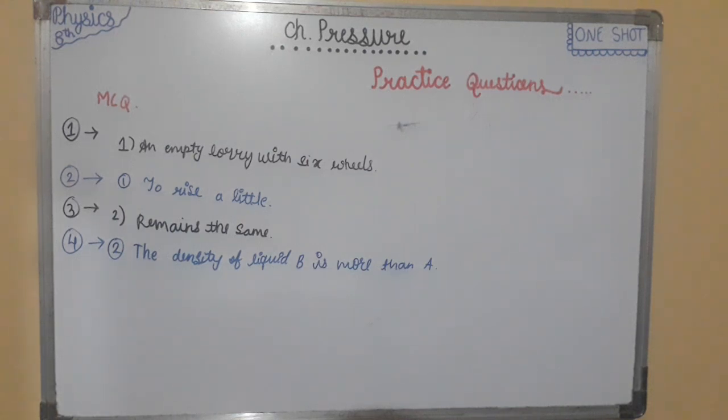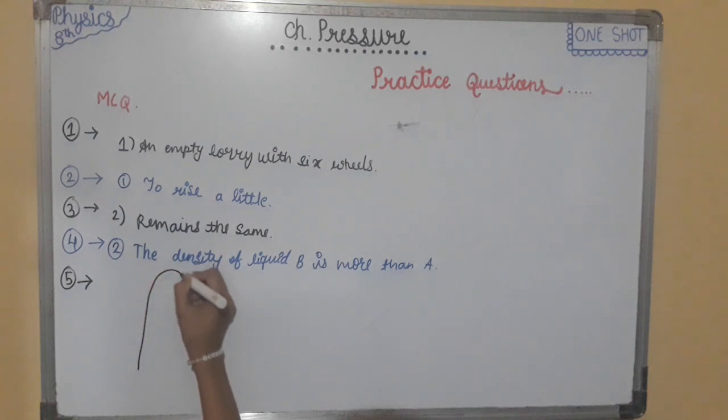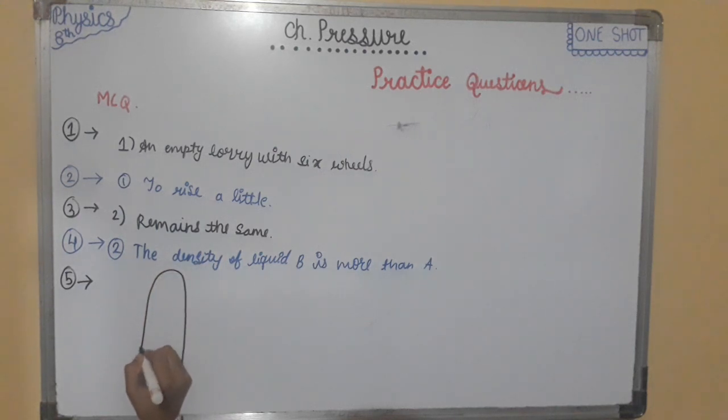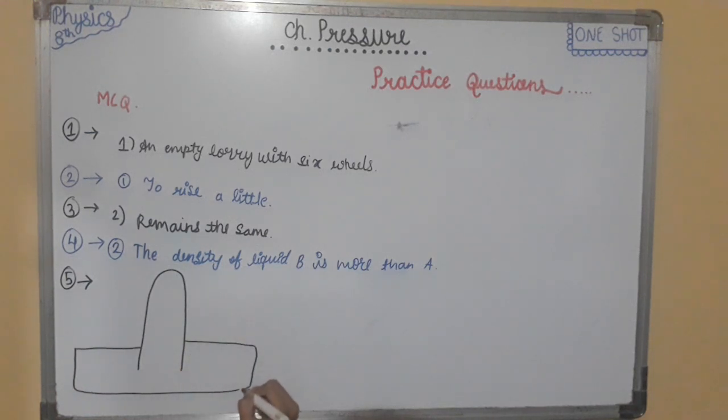So now the fifth question is based on a diagram. The diagram shows a simple mercury barometer whose height is a measure of the atmospheric pressure. So I'll draw the diagram. This is the mercury barometer. This is length A.